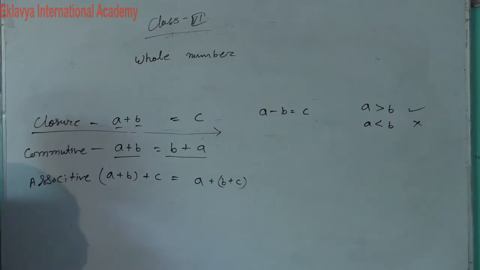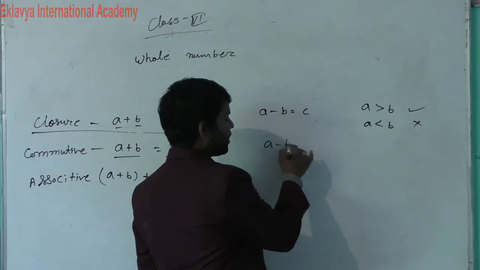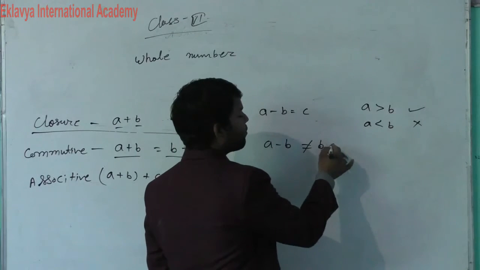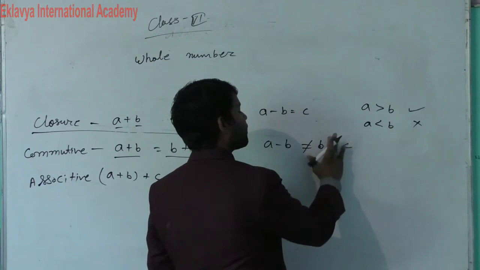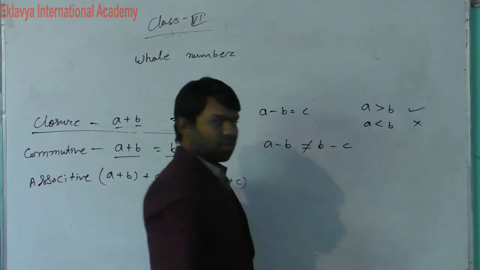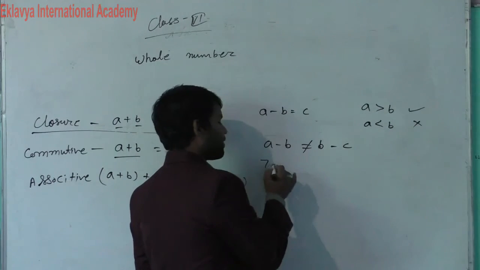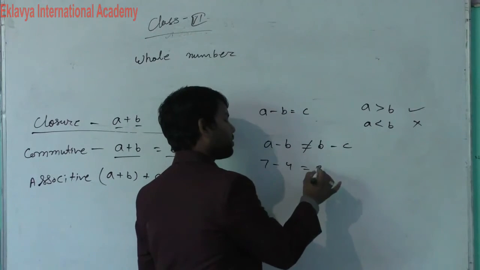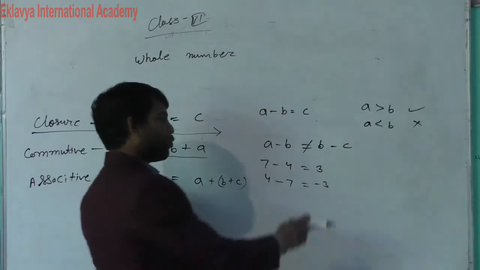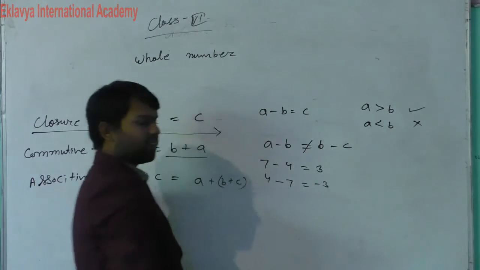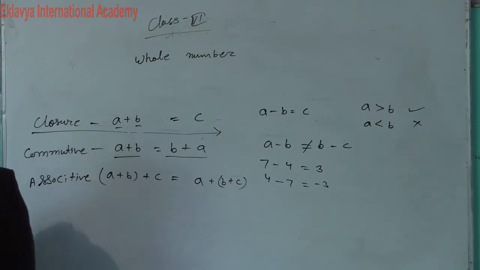Commutative and associative we also can't apply, because a minus b is not always equal to b minus a. Okay students, if we subtract 7 minus 4, then we get 3. But if we subtract 4 minus 7, then we get minus 3. So here both answers are not equal, so we can say we can't apply the commutative property in subtraction.